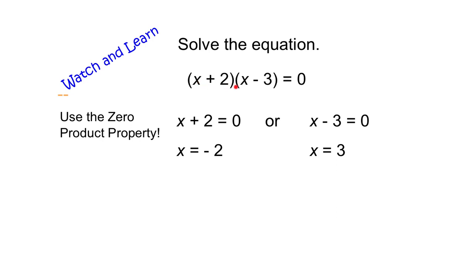What is x when we solve this equation? Well, it can be either negative 2, because that would make this equation equal to 0, or x can be equal to 3, because that would also make this equation equal to 0. So we can write our final answer like this. X is equal to negative 2 or 3. That's how we can write it in set notation. So we use the zero product property to solve this equation.